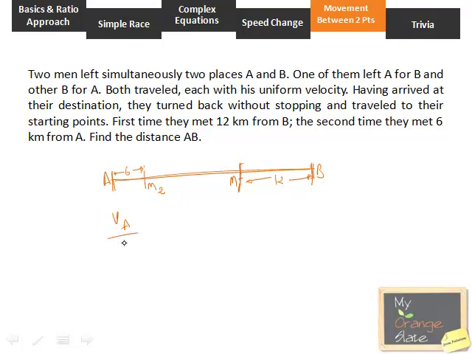Thus we get VA upon VB is equal to x minus 12 upon 12. X minus 12 being the distance that person who started from A covered, and 12 kilometers is the distance that person who started from B covered.